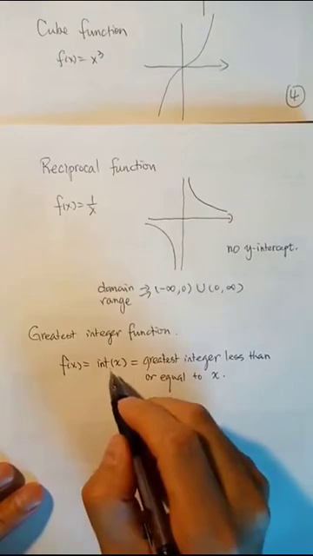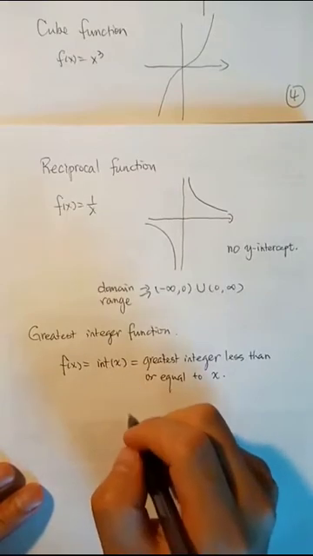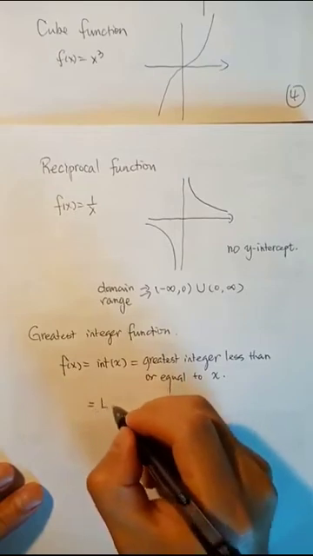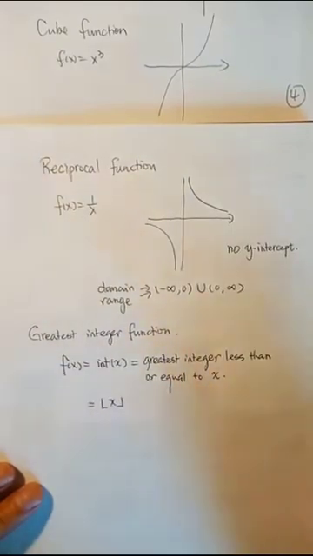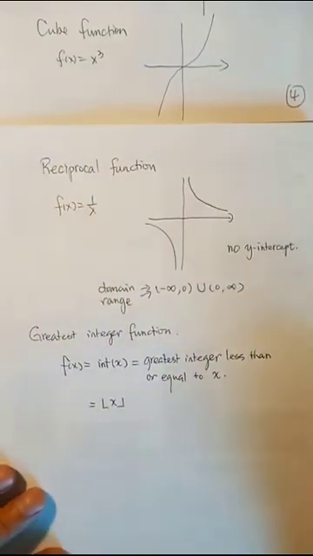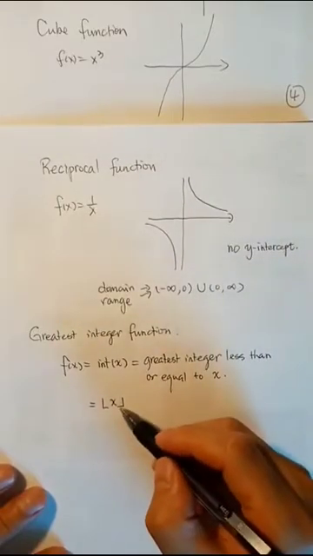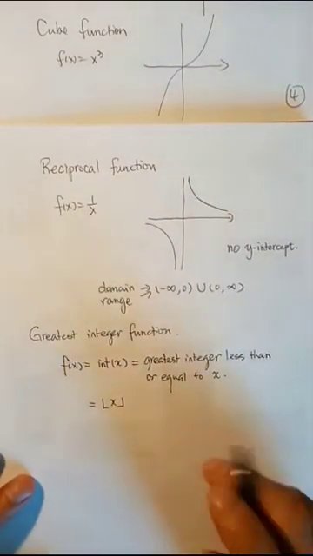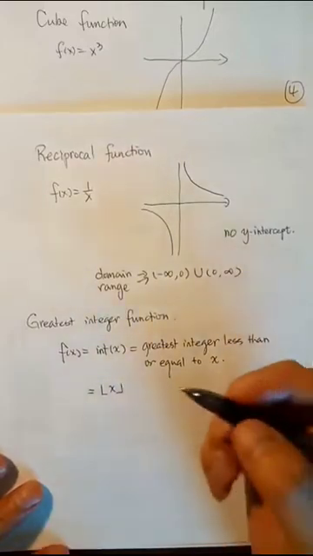We use this symbol, int of x. And in some other textbooks, you will see this type of symbol. It's like the absolute value function, but you have two horizontal segments here. Okay, so this is the greatest integer function. Let's check some examples.